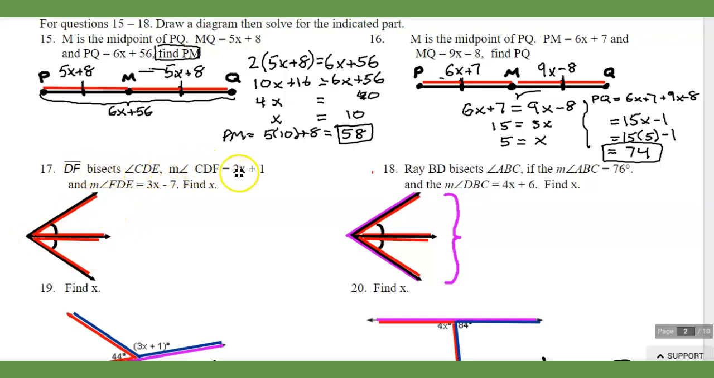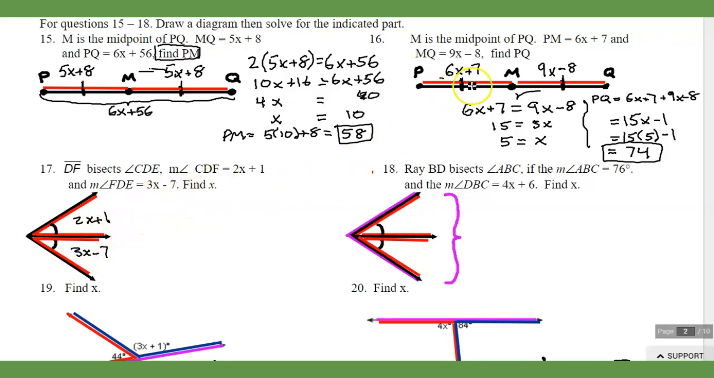let's see here, CDF, which is 2x plus 1. We have FDE, which is 3x minus 7. And we just have to solve for x.